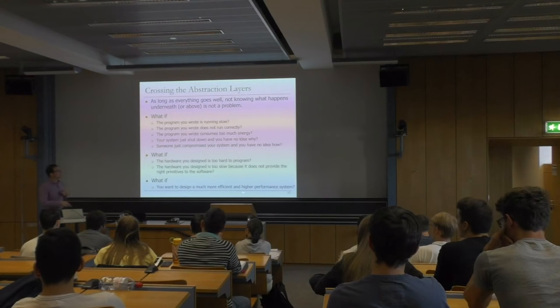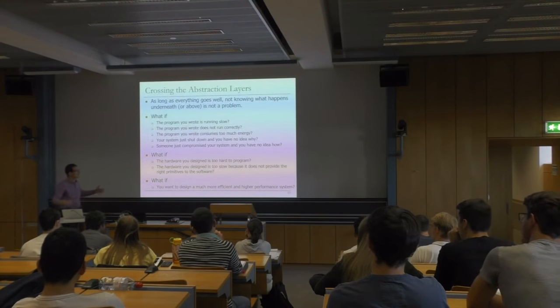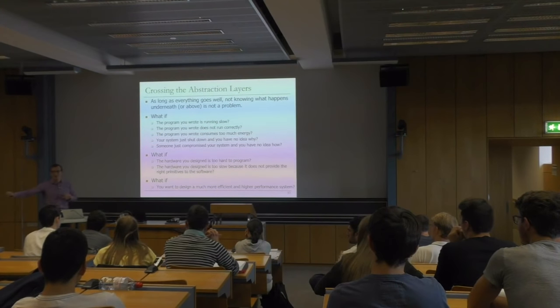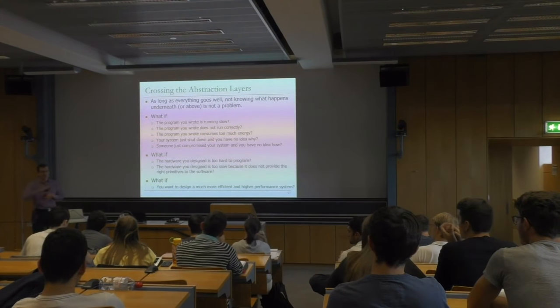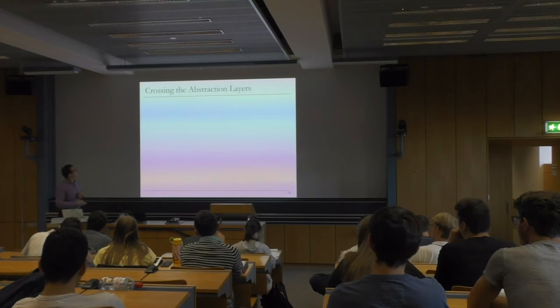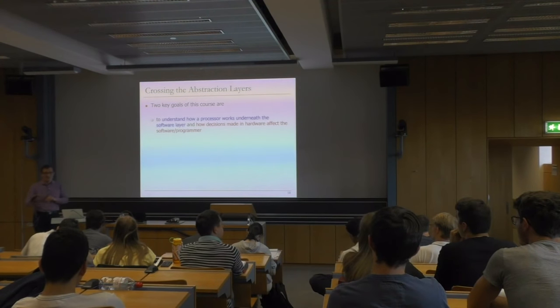Okay, what if you want to design a much more efficient and higher performance system, which is essentially exemplified by all of the things that we've discussed, all of those machine learning accelerators? Then you have to really cross these abstraction layers. You cannot say, I only know about this layer, and I don't care about the rest, or vice versa for some other layer. That's not how things are today. Basically, hopefully in this course, we're going to cross these abstraction layers a lot over many, many examples.